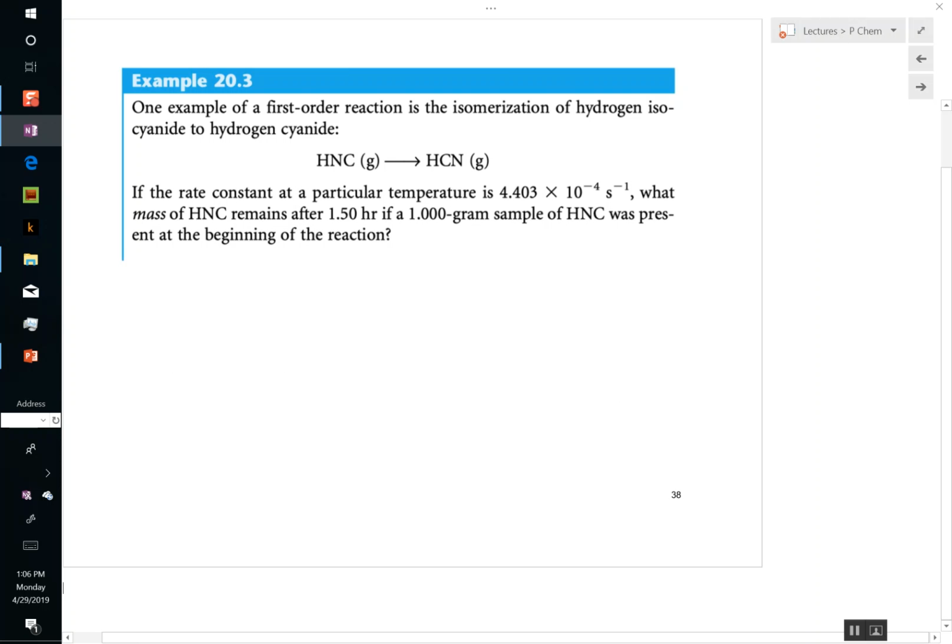Okay, here's one example of a first order reaction: the isomerization of hydrogen isocyanide to hydrogen cyanide. So here's just the isomerization. Here is k. What mass of HNC, this is our starting material, remains after 1.5 hours if a 1 gram sample of HNC was present at the beginning of the reaction?